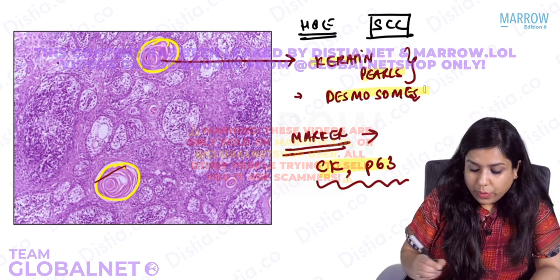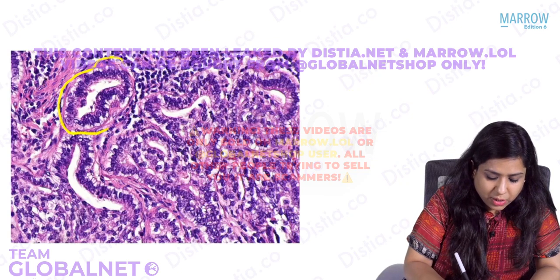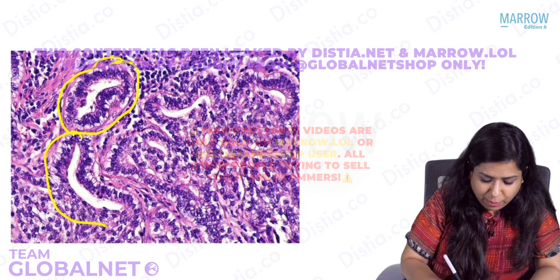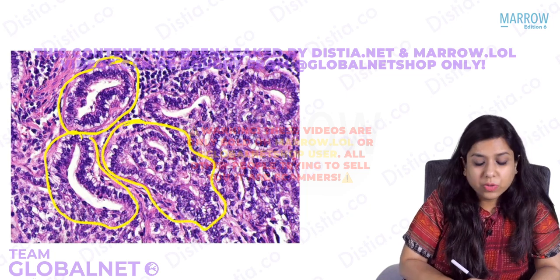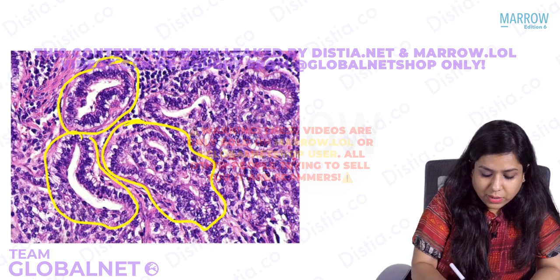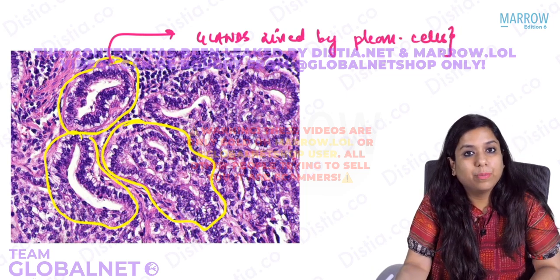Easy? When a patient has got adenocarcinoma, I've told you many times, we see glands which are lined by pleomorphic cells. In this lesion, can you appreciate these glands? So what I see are these glands which are lined by pleomorphic cells. Adenocarcinoma anywhere in the body, right?